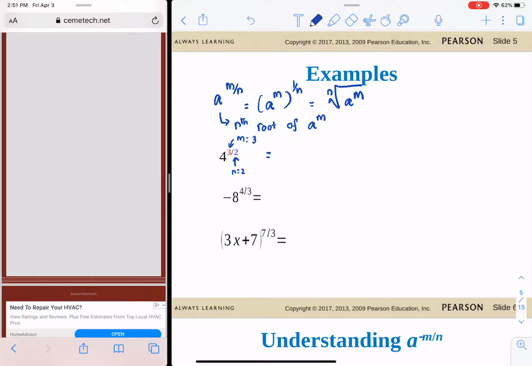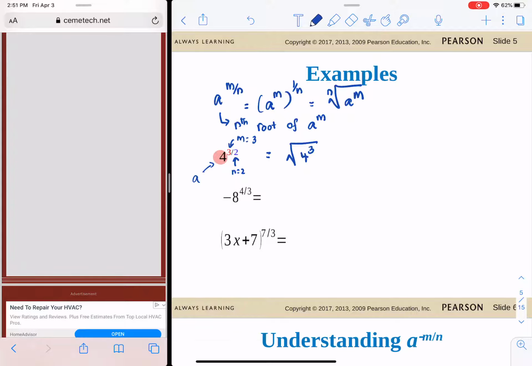So 4 raised to 3 over 2 is simply the second root of 4 cubed. A raised to m. So that right here is a.